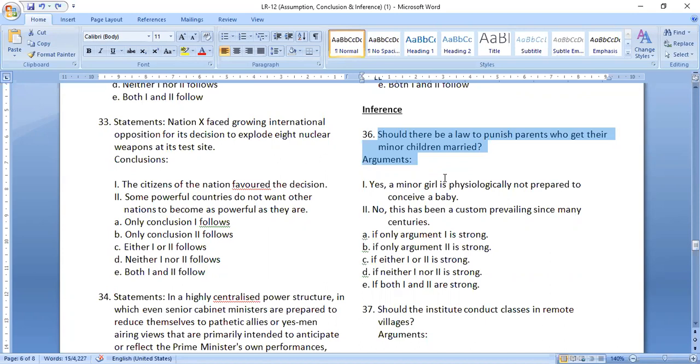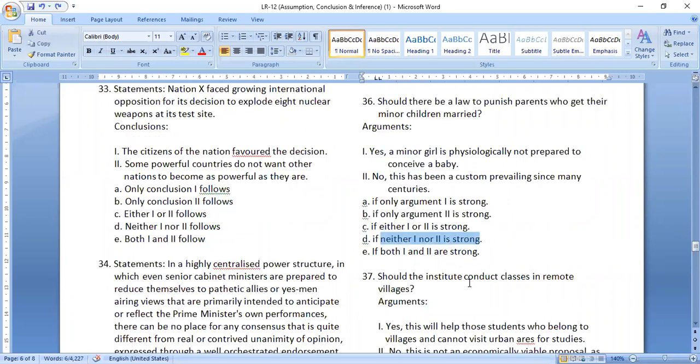The first one is psychologically... look, should there be a law to punish parents who get their minor children married? It's about minor children here, it's about a minor girl. And yeah, it is neither. I think it's pretty clearly neither, if neither one nor two is strong.